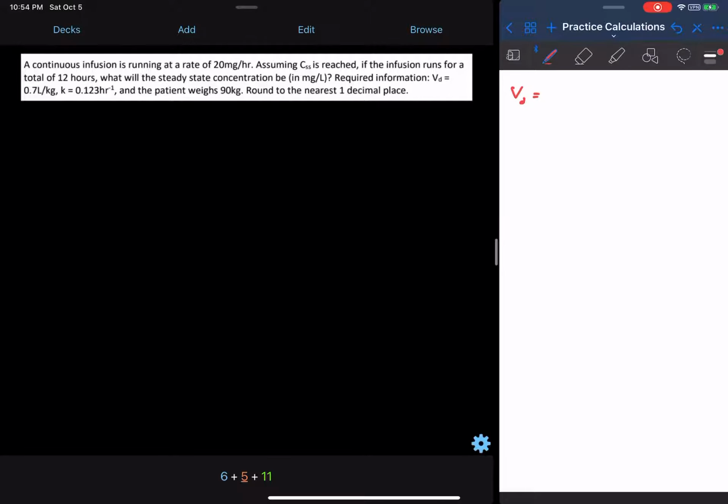VD is equal to 0.7 liters per kilogram. We can multiply that by 90 kilograms, the patient's weight, in order to solve for the volume. So we got 63 liters here. All right.